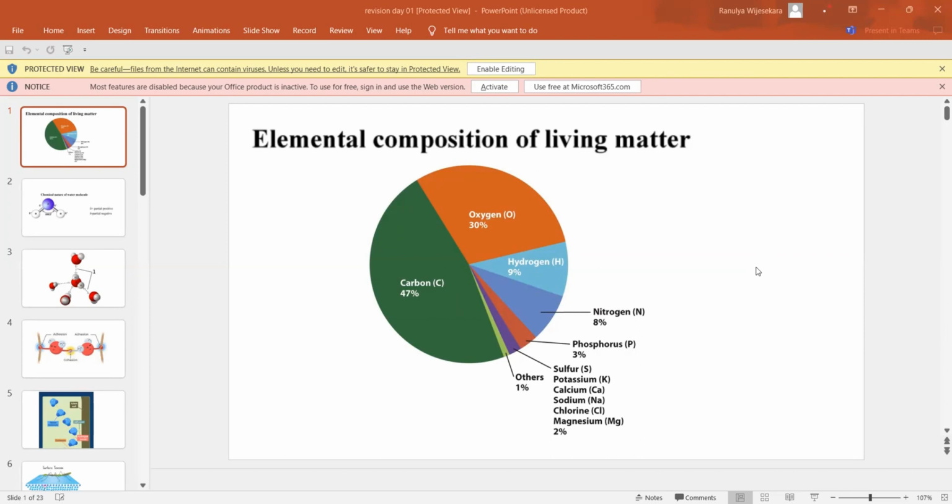My target is, within the first 4 weeks, that means the second, third, and fourth weeks of February and the first week of March, to complete the whole second unit with all the theories and questions. So today my target is to complete elemental composition of living matter, water, carbohydrates, proteins, and lipids.